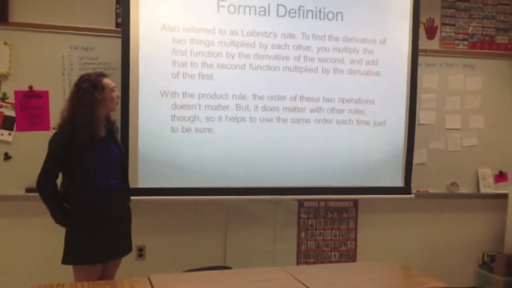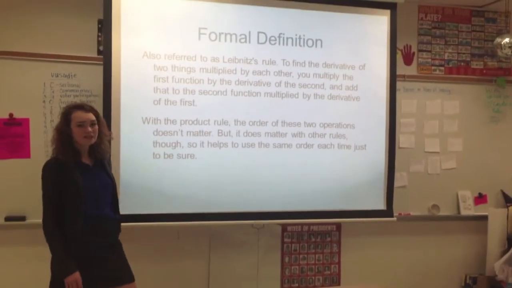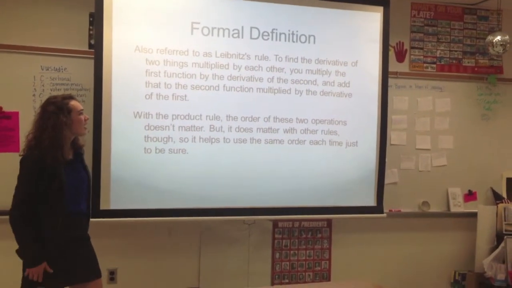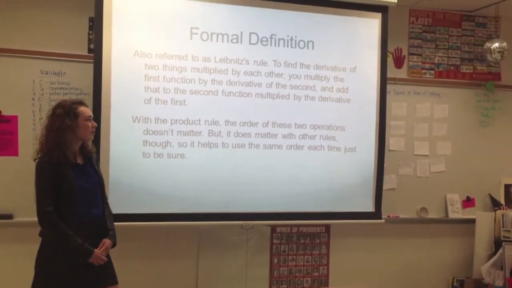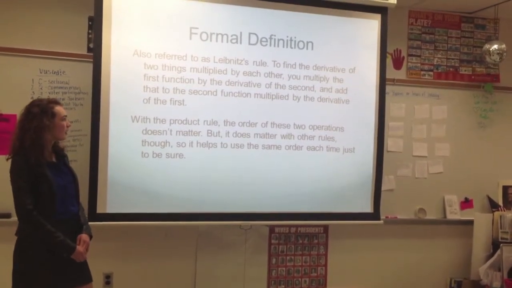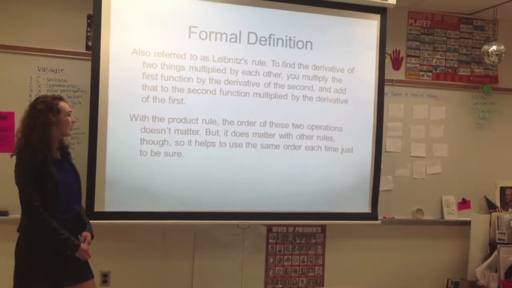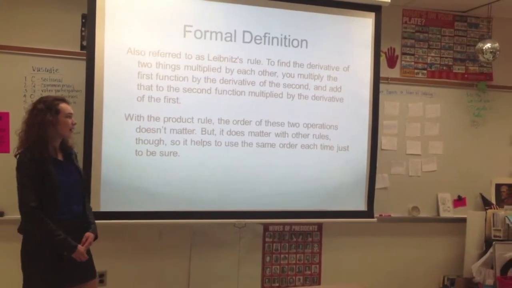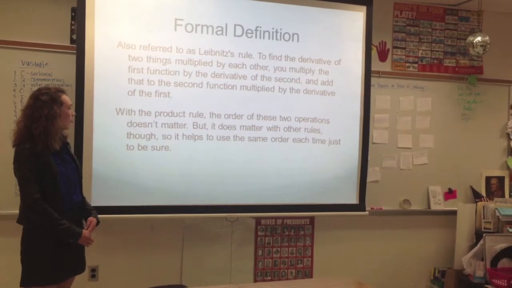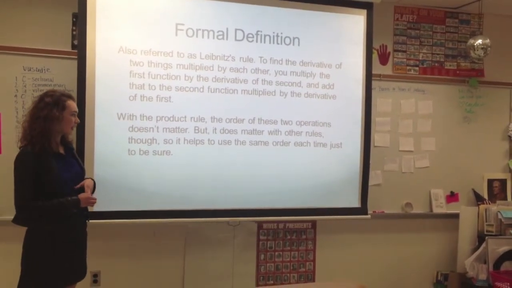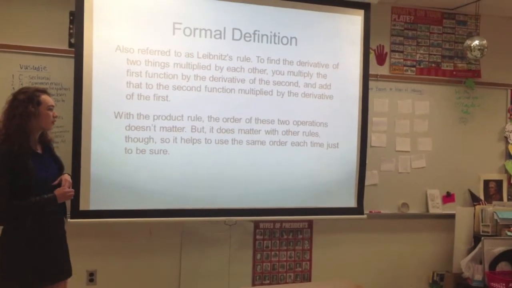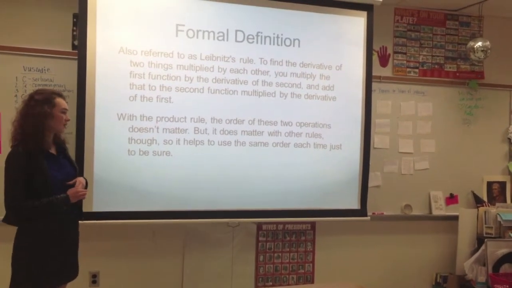The product rule, the formal definition, because it's also known as Leibniz rule, is to find the derivative of two things multiplied by each other. You multiply the first function by the derivative of the second, and add that to the second function multiplied by the derivative of the first. With the product rule, the order of these two operations doesn't matter, but it does matter with other rules though, so it helps to use the same order each time just to be sure.